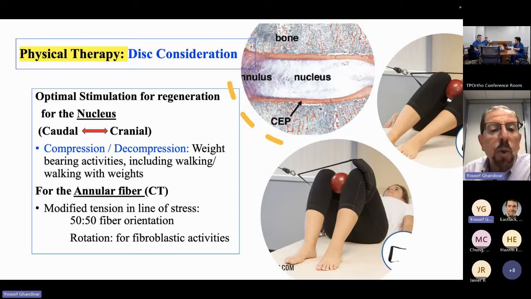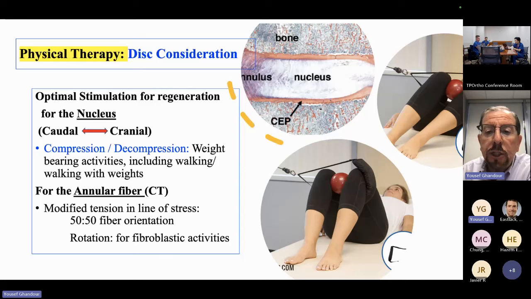We encourage the patients to walk and do some weights, but without increasing symptoms, especially radicular pain. For the annular fibers, the connective tissue, it's 50-50 in one direction. So the annular fibers are angled about 30 degrees in one direction, 50% in the opposite direction.